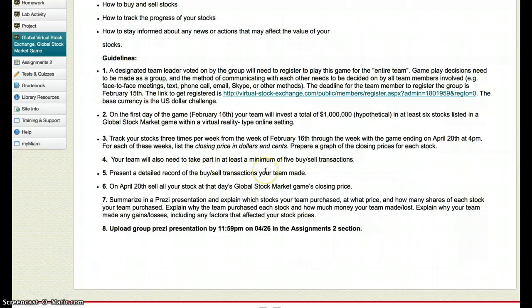Your team also needs to take part in at least a minimum of 5 buy and 5 sell transactions. I would prefer it was different stocks. Like I had a student ask, well, can we buy 5 stocks and hold on to them and then sell them? I mean, you can, but I think you would get more out of the trading process if you purchased 5 stocks and then sold off 5 different stocks. But again, it's going to depend on what your team wants to do and what's going on with your stock, of how you trade it.